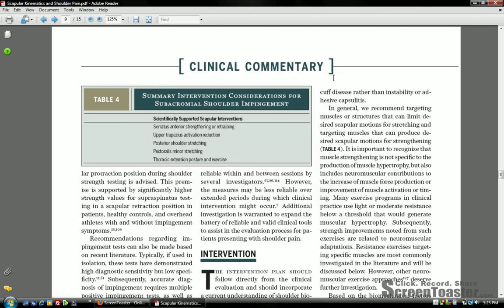is what must be done, and what's proven to be helpful, is serratus anterior strengthening or retraining, upper trap activation reduction, which means quieting the upper trap, posterior shoulder stretching, which is a sleeper stretch, pectoralis minor stretching, which is on the foam roll, and thoracic extension posture and exercise. So these are the biggest things to help with the scapula that must be addressed in all performance programs, as well as programs that will prevent subacromial shoulder impingement.